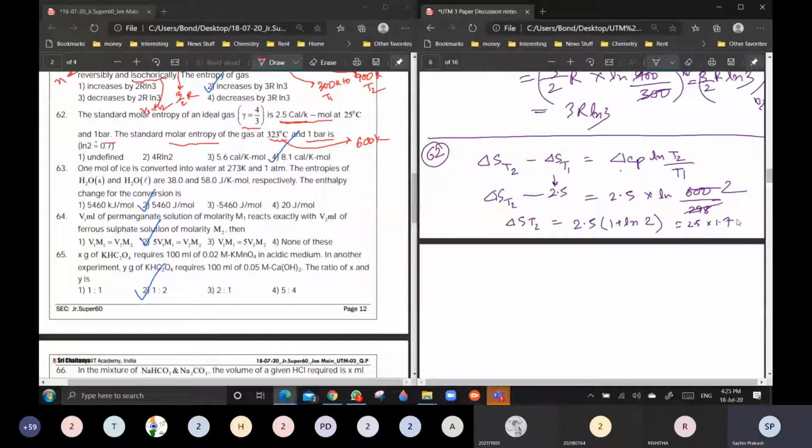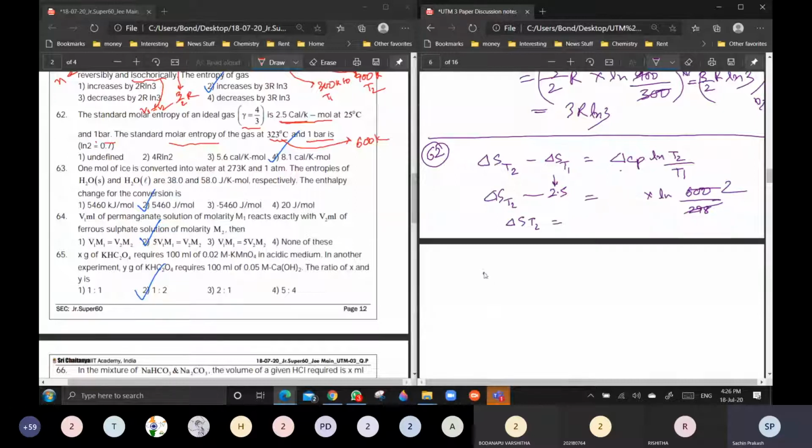Are we missing something here? Sir, delta Cp will be 4 also. Gamma equals 4 by 3. Okay, this is given to be 2.5, but delta Cp is not given. Yes, we have to find it out. That is the mistake I am doing.